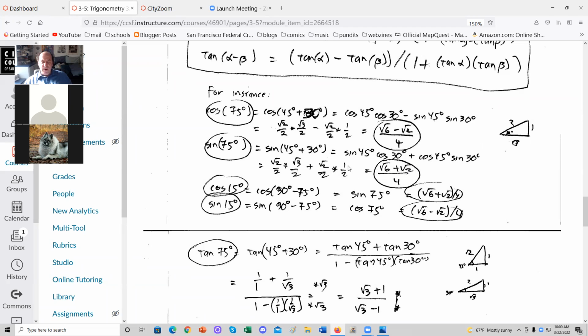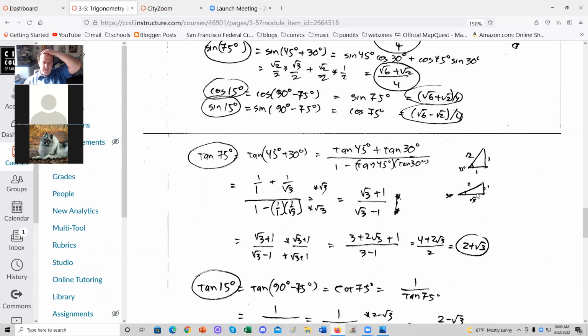For cosine of 15 degrees, well, 15 is the complement of 75 degrees, so that's really sine 75 degrees. Therefore, this is root 6 plus root 2 over 4. Sine of 15 degrees is sine of the complement of 75 degrees, so it's cosine of 75 degrees, and therefore this is root 6 minus root 2 over 4.